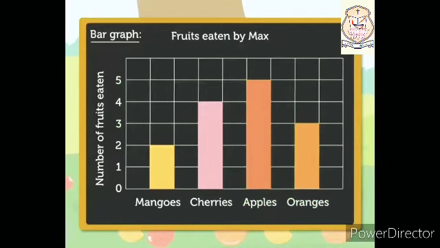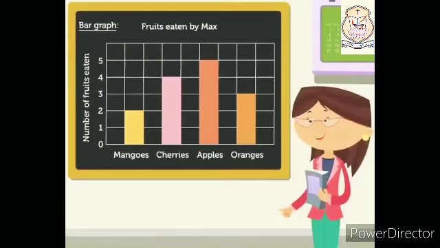From the information so obtained, we can say how many fruits Max ate in all, how many more apples he ate than mangoes, and so on. Hence, we can obtain a lot of information from a bar graph too. Hope it was fun to learn about bar graph.